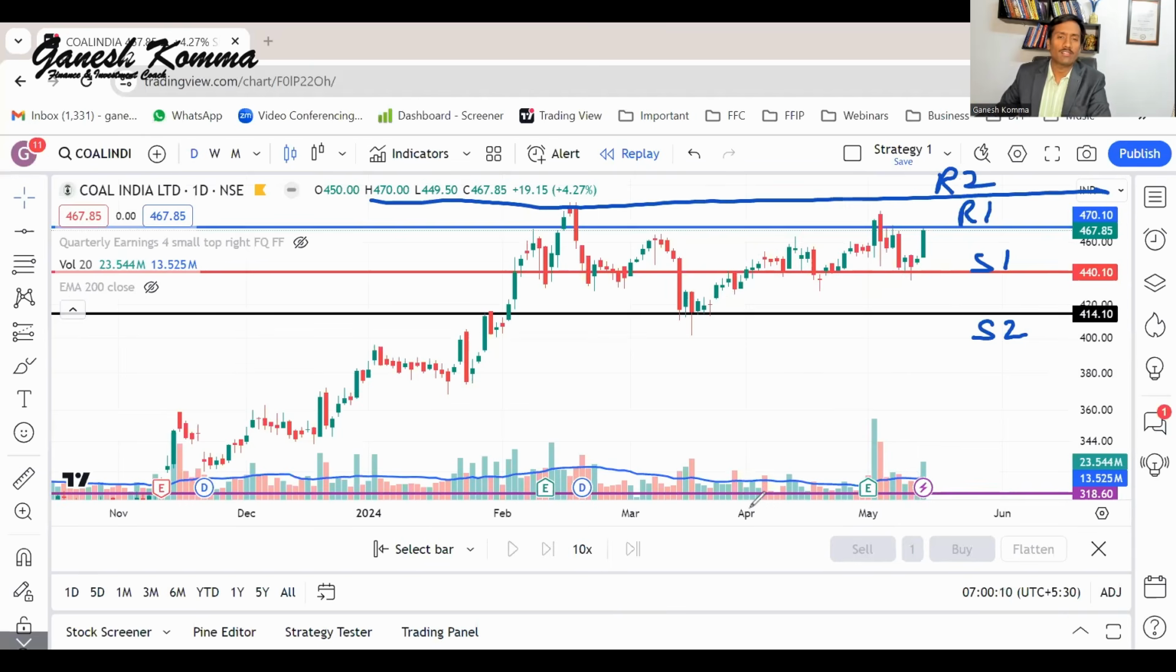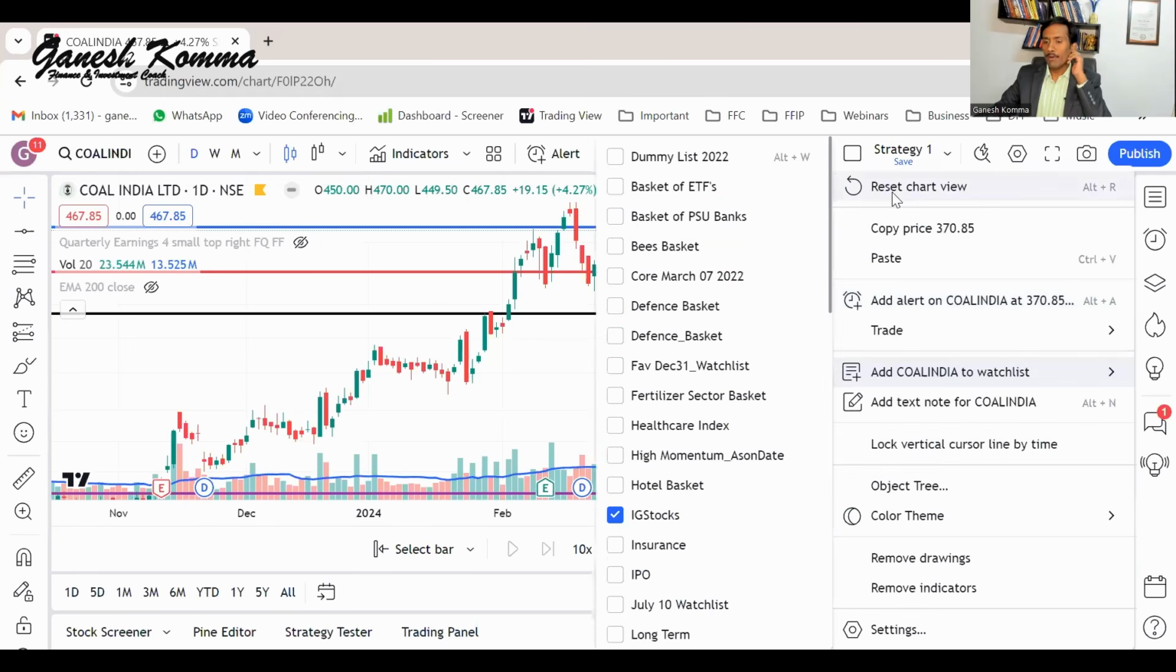So your resistances are nothing but your target prices, and your support levels will be your stop losses, right? Support levels will be your stop losses. Okay, perfect.